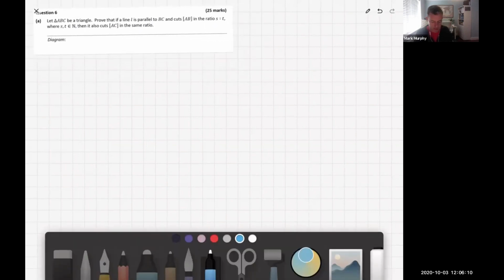Okay. What it says is, let ABC be a triangle. Prove that if a line L is parallel to BC and cuts AB in the ratio of S to T, where S and T are natural numbers, then it also cuts AC in the same ratio. This is a kind of nasty question, I think, but it's all about drawing it out, putting the text into a drawing.